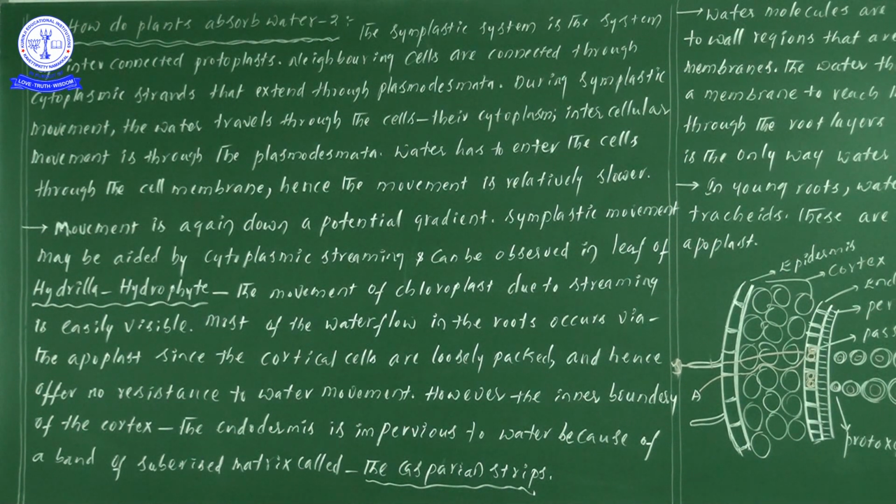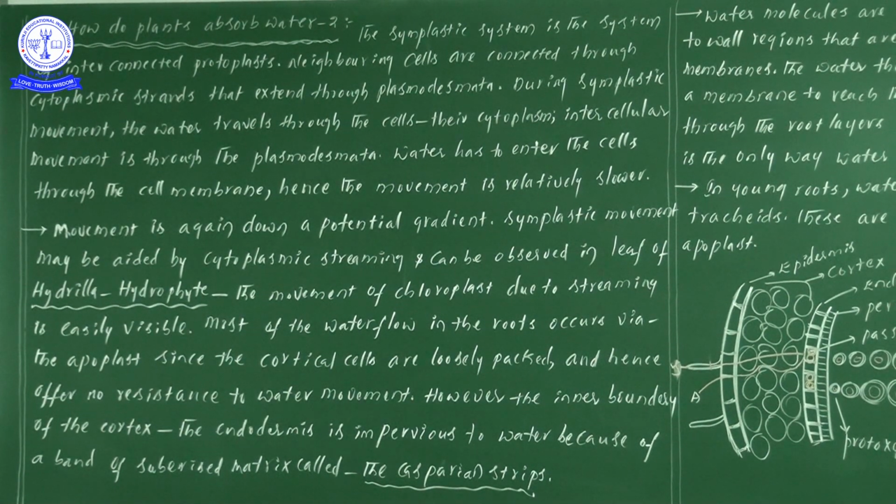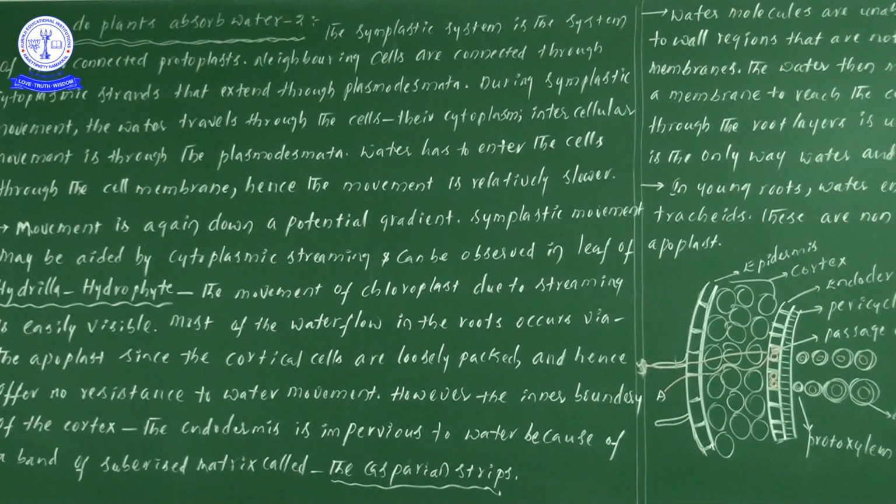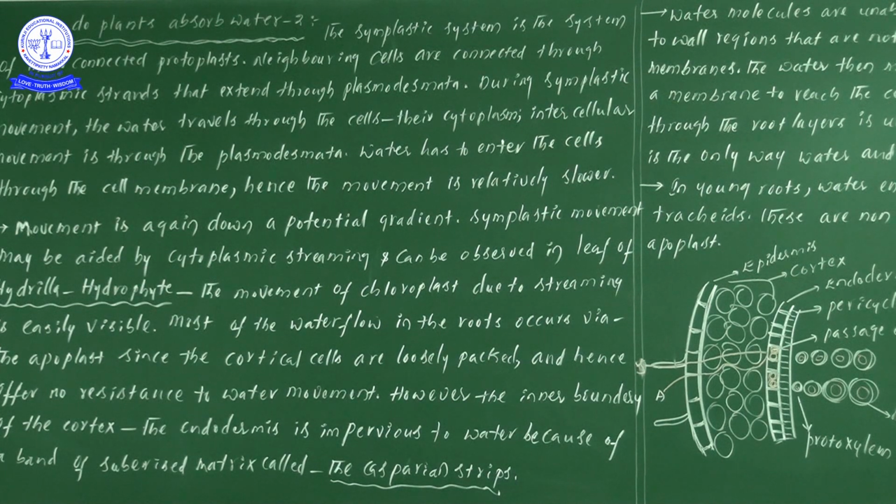I hope you understood. So the inner boundary of the cortex, that is the endodermis, is impermeable or impervious to water because of a band of suberized matrix known as Casparian strips. Because of the Casparian strips, the endodermis acts as impermeable. So through the endodermis, water cannot enter into the vascular tissues.